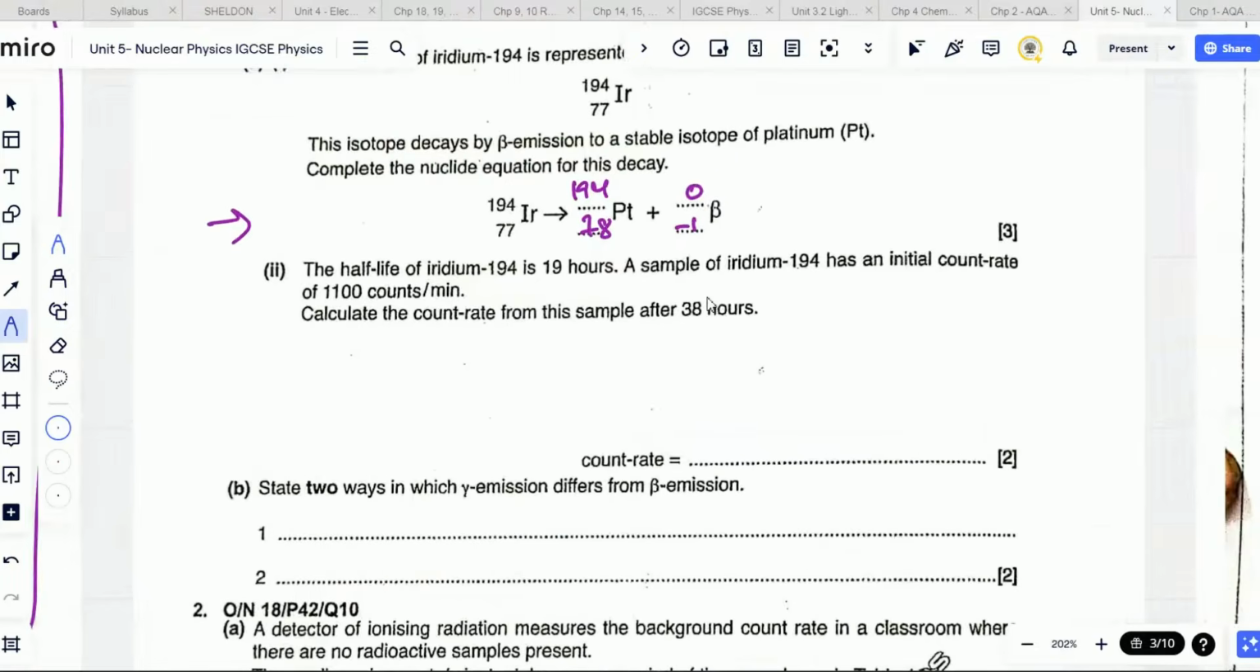See what they are saying here. The half-life of iridium 194 is what? 19 hours. And a sample of iridium has an initial count rate of 1100 counts per minute. We have the initial count rate, and the half-life of iridium is 19 hours. They're asking us to calculate what? The count rate for the sample after 38 hours.